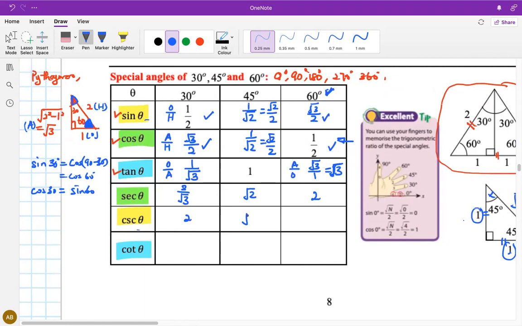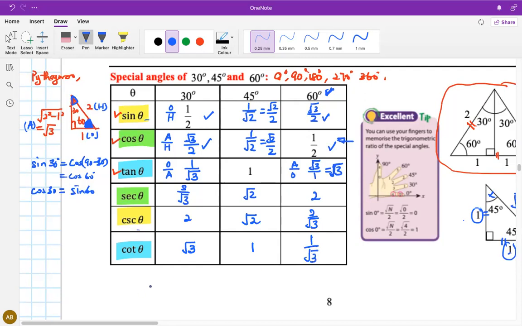Cosecant 45 is also square root 2, and cosecant 60 will be 2 over square root 3. Then cotangent 30 degree will be square root 3, right? And then cotangent 45 is still 1, and cotangent 60 will be 1 over square root 3.